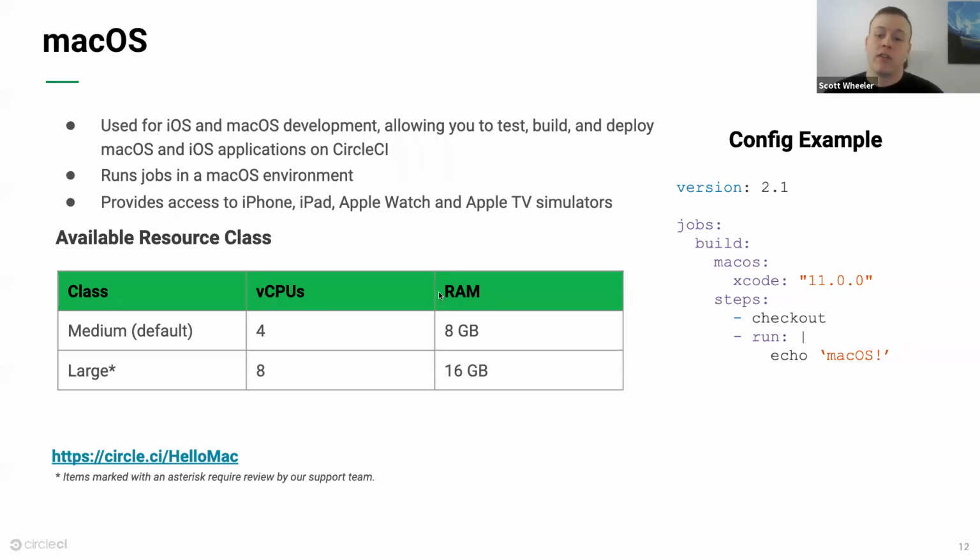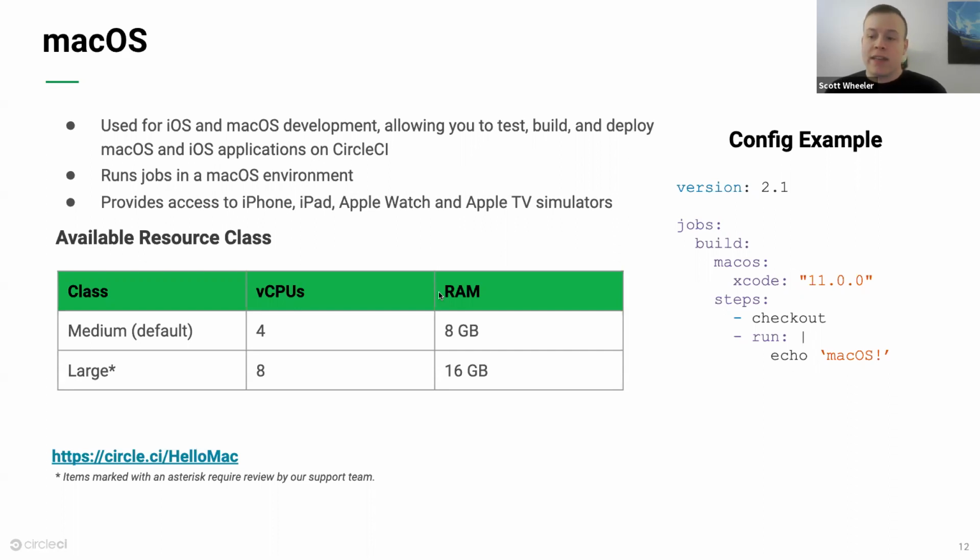The macOS executor is available for users who need to perform testing for iOS and macOS applications. The macOS executor provides access to iPhone, iPad, Apple Watch, and Apple TV simulators. We offer two resource classes available for macOS, medium and large. The default medium resource class will provide access to 8 gigabytes of memory and 4 CPU cores. The large resource class will provide 16 gigabytes of memory and 8 CPU cores.